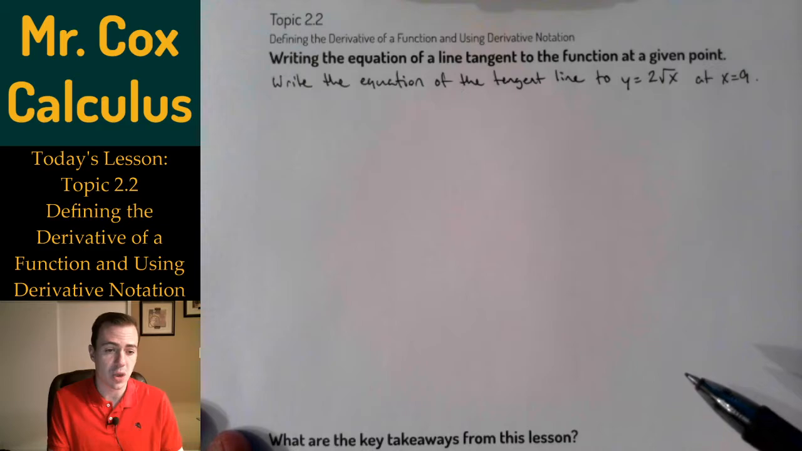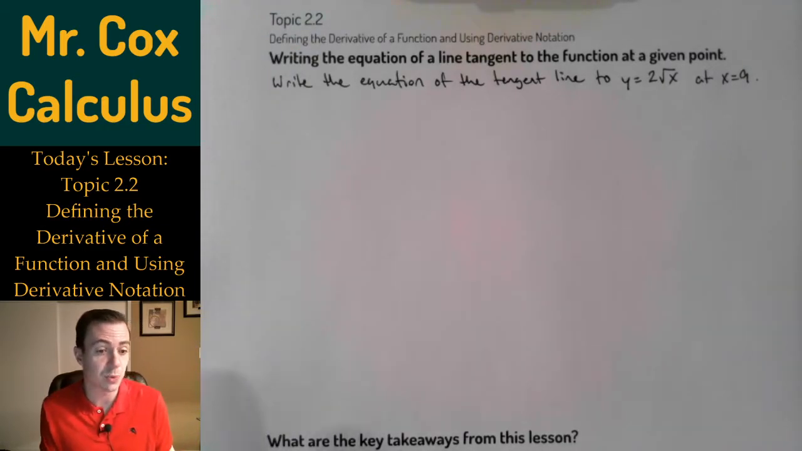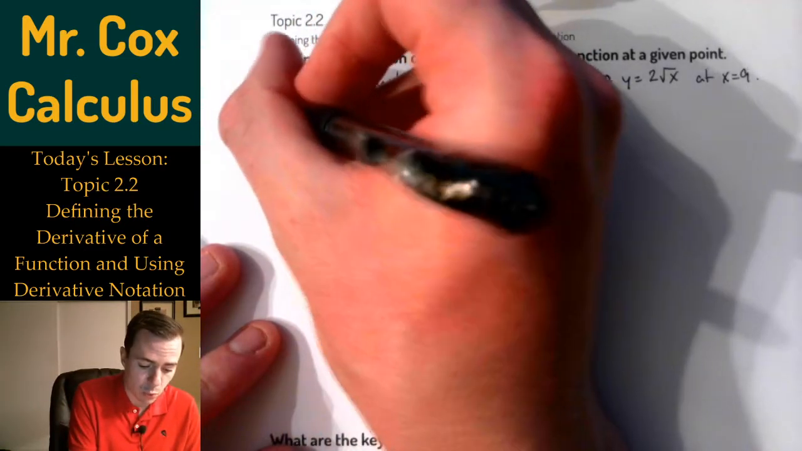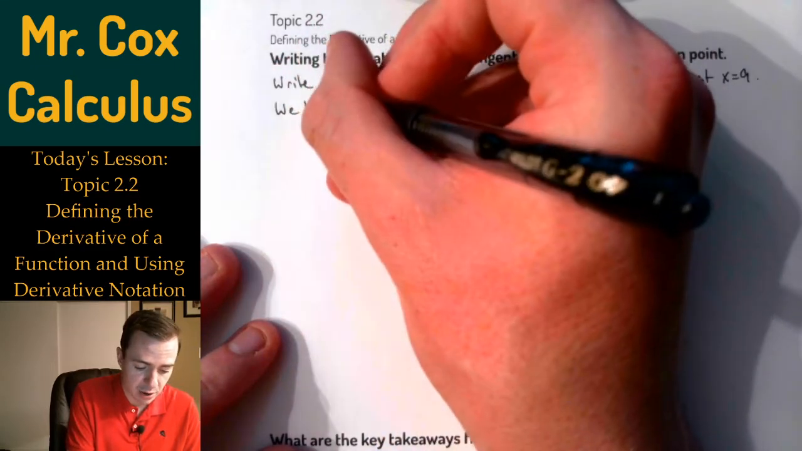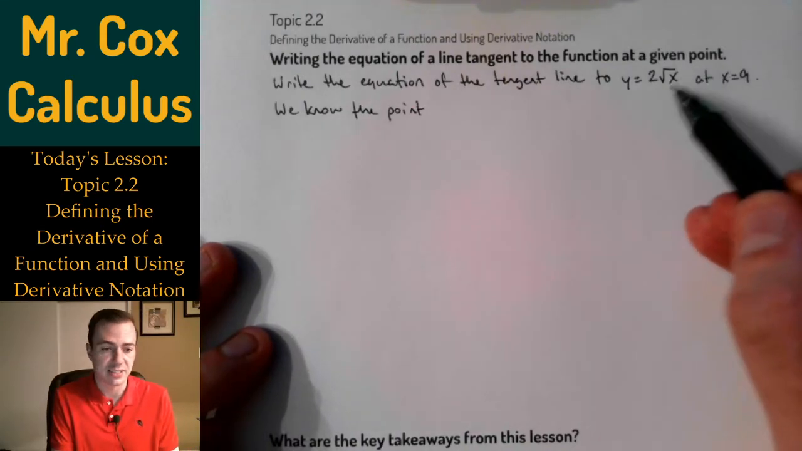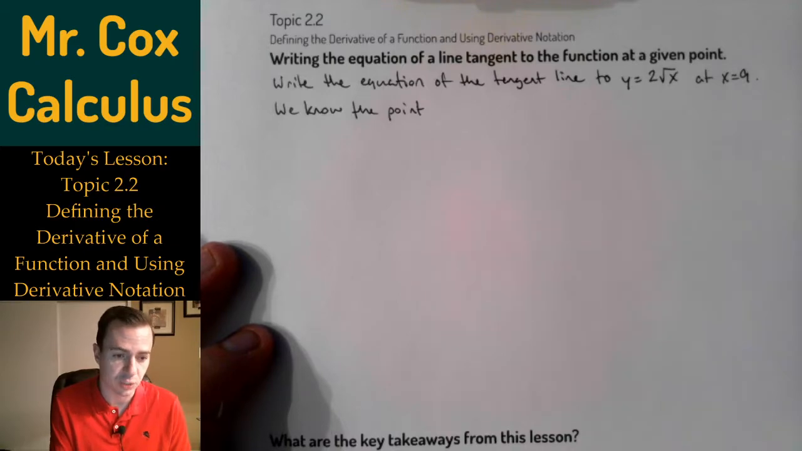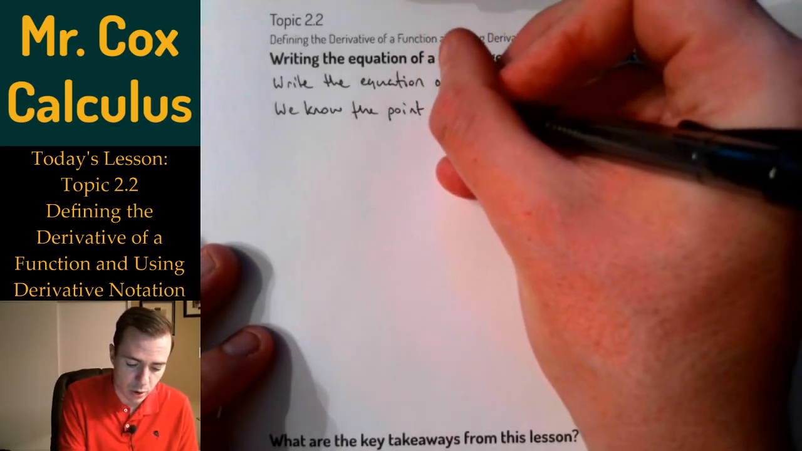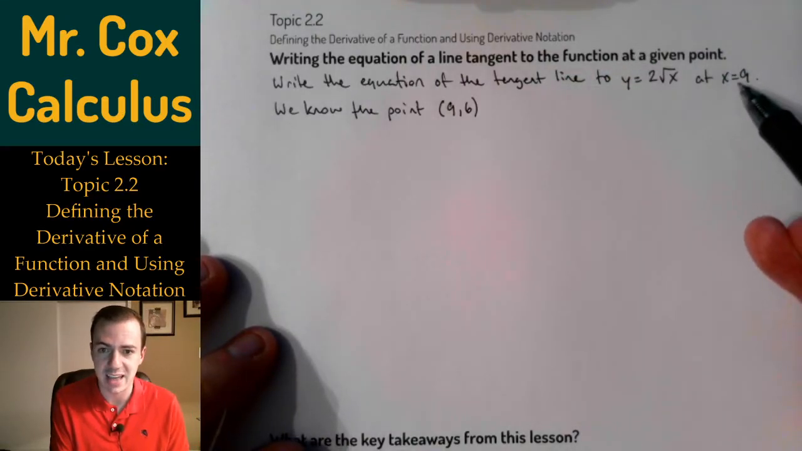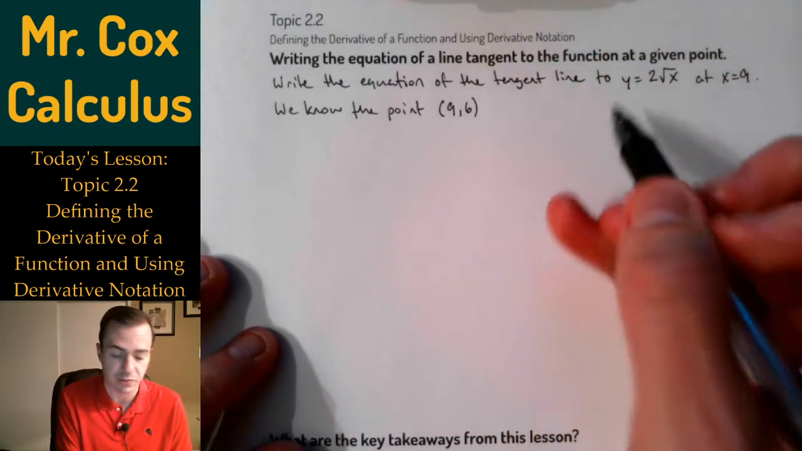Well, if I want to write the equation of a line, I need two things. I need its slope, or its rate of change, and that's where the derivative is going to come into play. But I also need a point. So we already know the point, or we can at least find it rather quickly. If I take x equals 9 and substitute it into this function, I get 2 times the square root of 9, which is 2 times 3, or 6. So I already know the point (9, 6) is going to be on my function just by taking x and plugging it in there. And so it shares this point with the function.